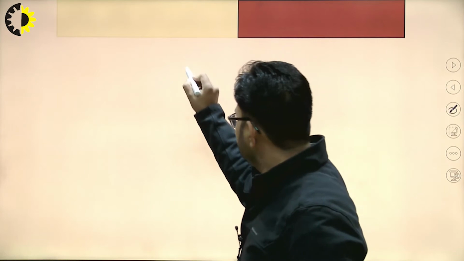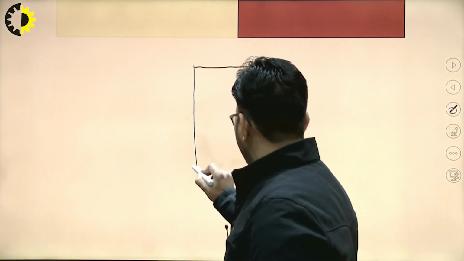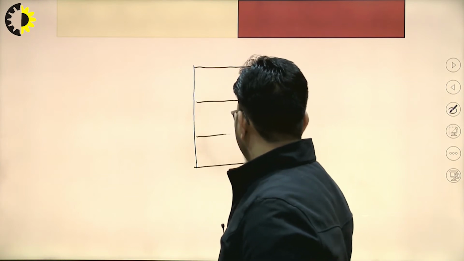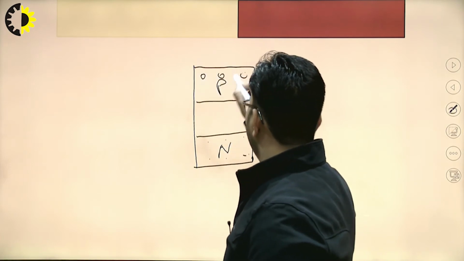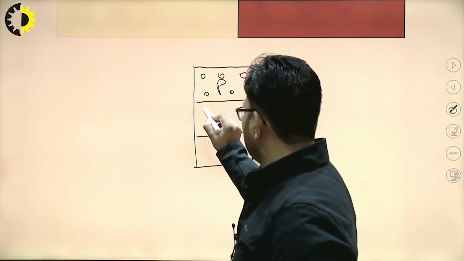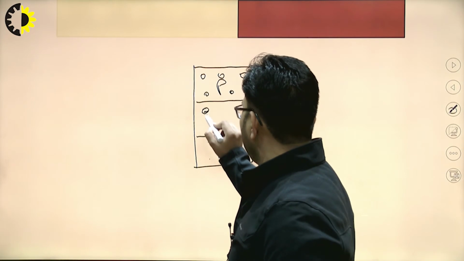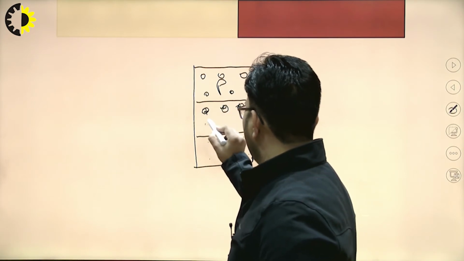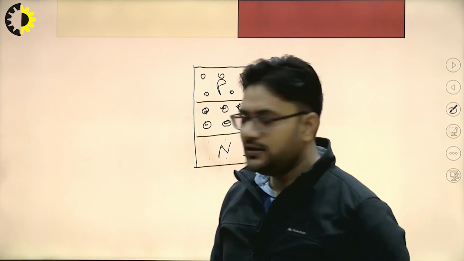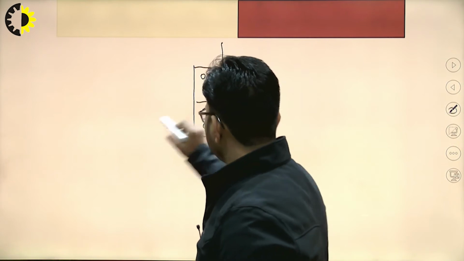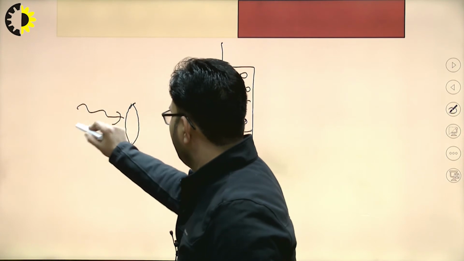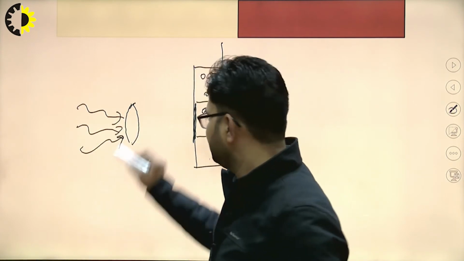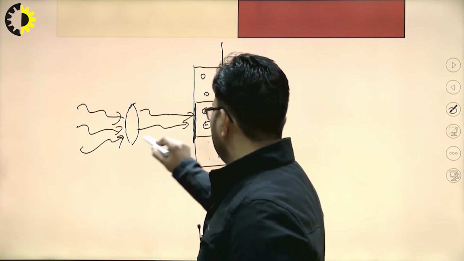If you see this PN junction diode, this is the P side and this one is the N side. The N side consists of electrons and the P side consists of holes, right? And this region consists of immobile ions, right? Now this is coated with the photosensitive material, and we introduce the light through a lens. A lens is generally used to converge light, right?